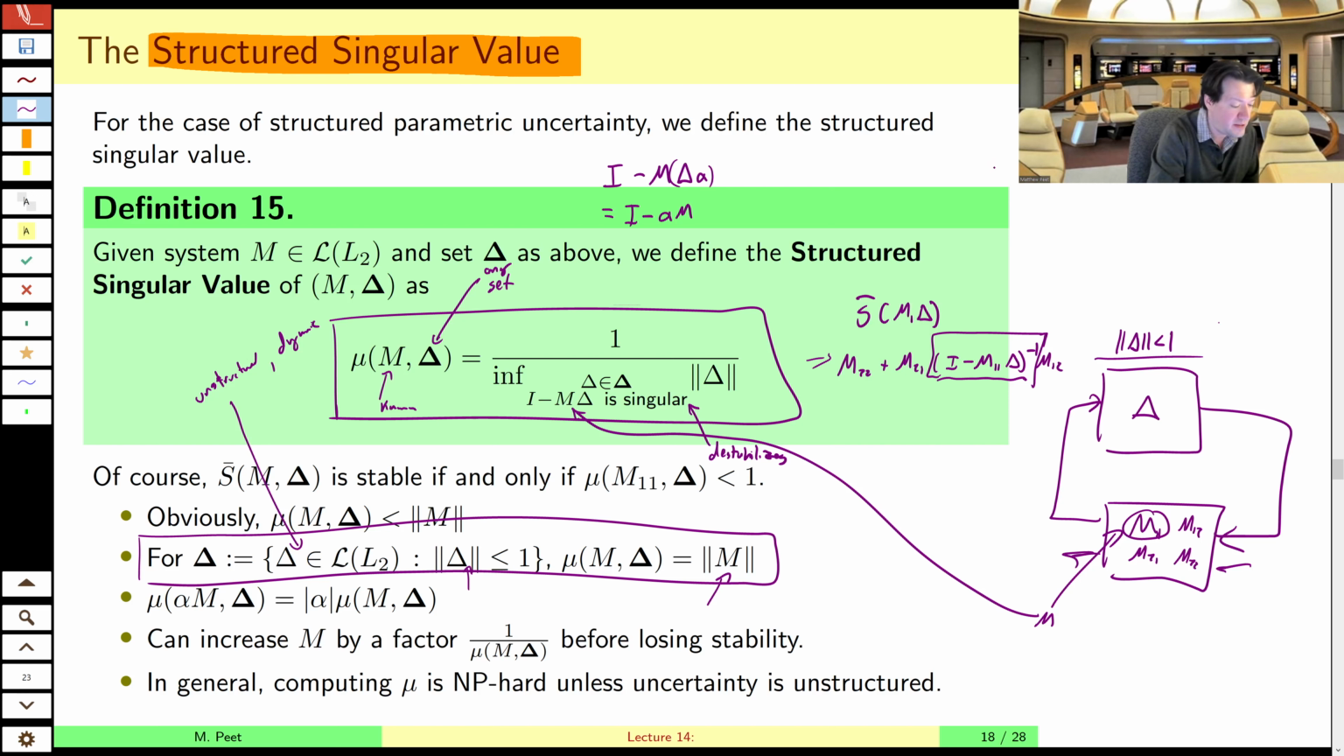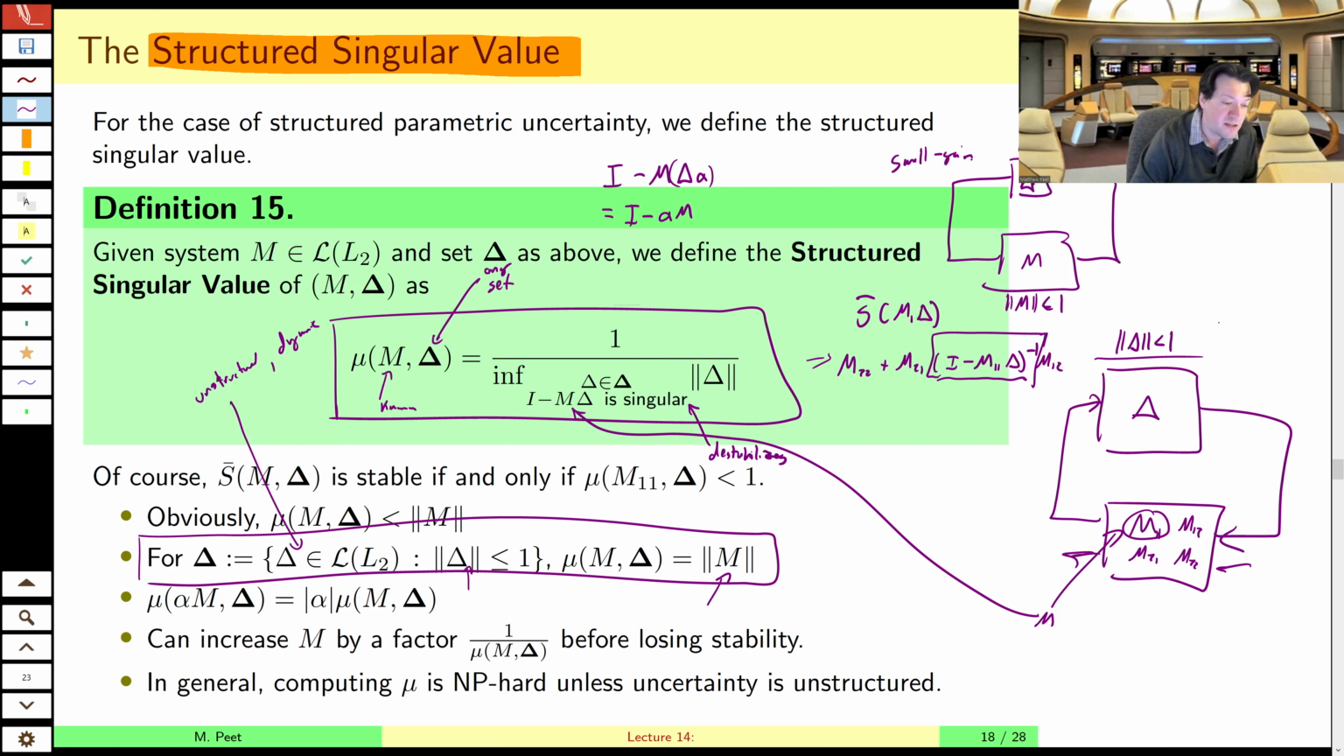If we remember the small gain theorem, we remember that if delta is less than 1 and M is less than 1, then the closed loop system is stable. Now, we've shown in part A that small gain is necessary and sufficient for stability in the case of unstructured uncertainty. So what happens when we have structured uncertainty? Well, small gain is actually a little bit conservative in this case.